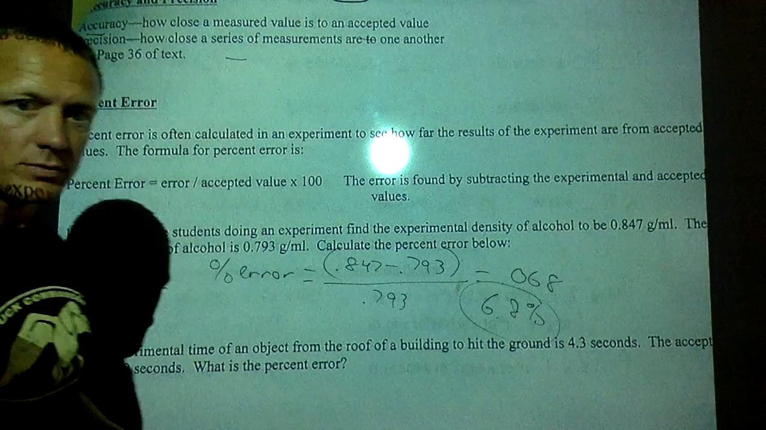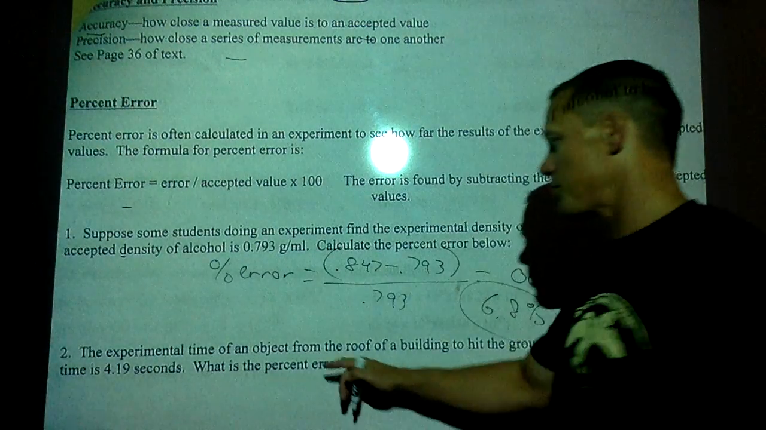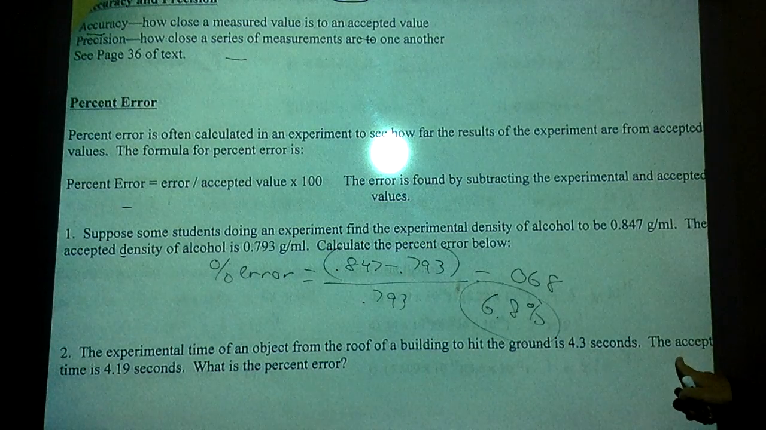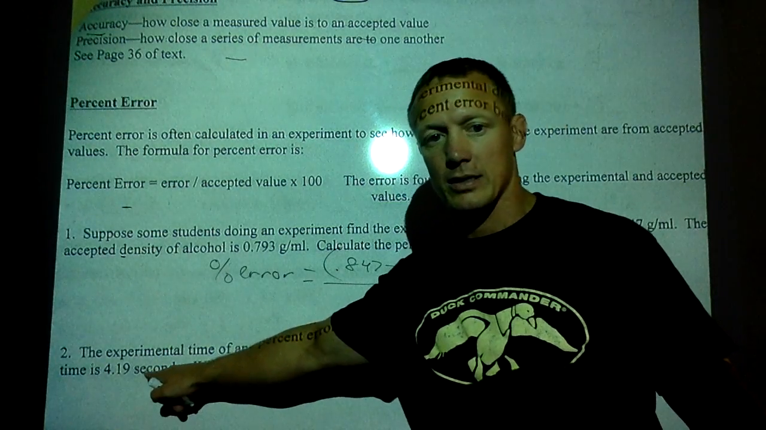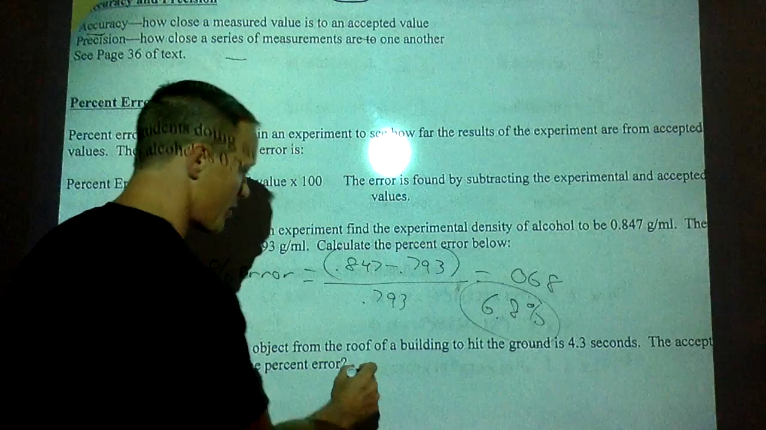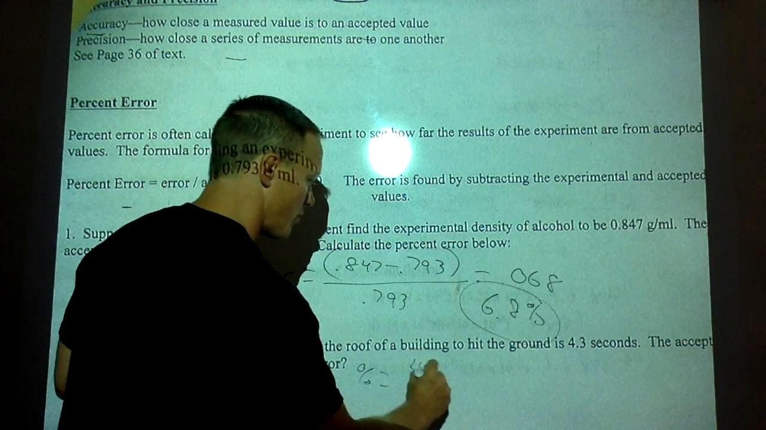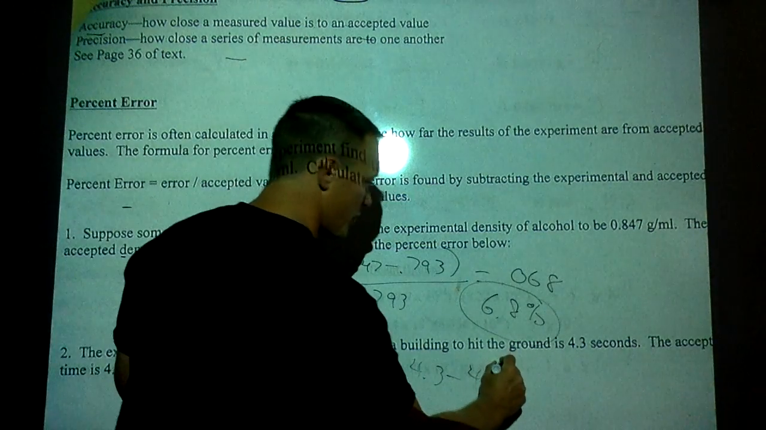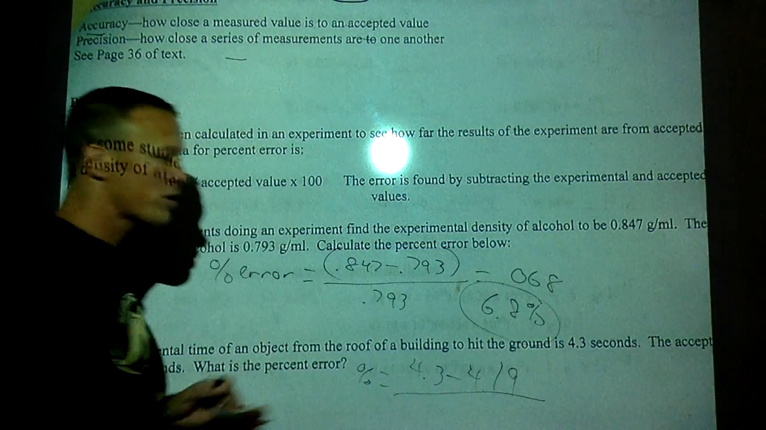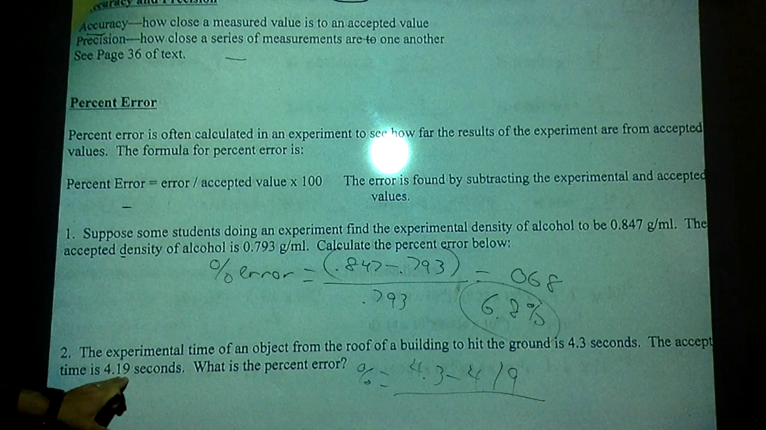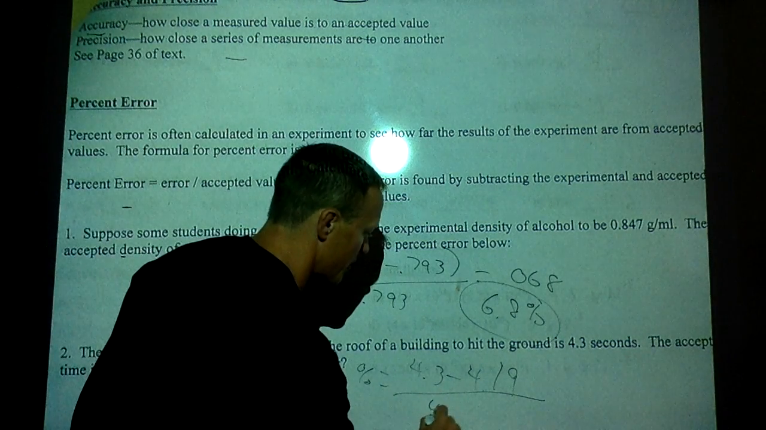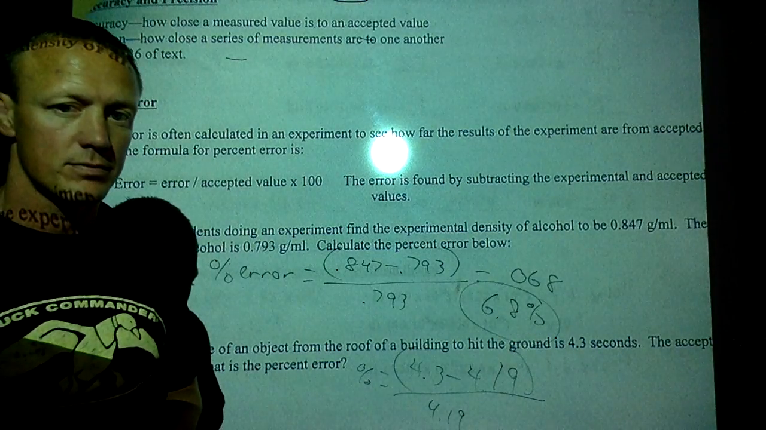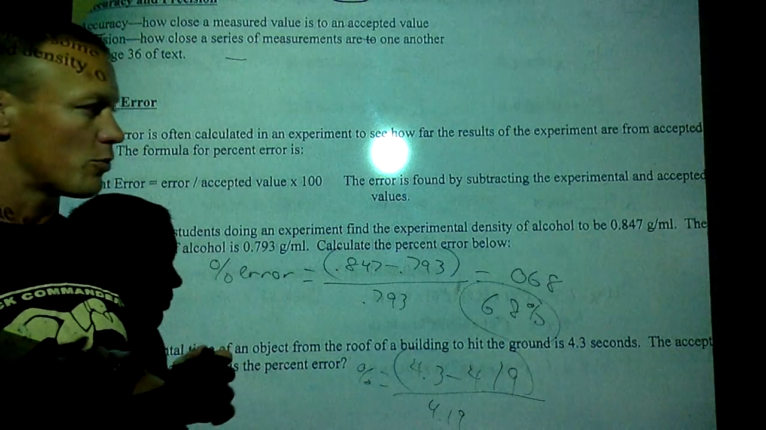Another example here. Experimental time of an object from the roof of the building to hit the ground is 4.3 seconds. What it should have actually been measured at was 4.19 seconds. So again, get the percent error. You do the same thing, the percent error, 4.3 minus 4.19. So subtract the two numbers to see how much they were off. And then always make sure you divide by the accepted. So 4.19 is what they should have gotten. Divide, turn into a percent. I'll remind you of that as we go through, but you do need to know how to do percent error problems.